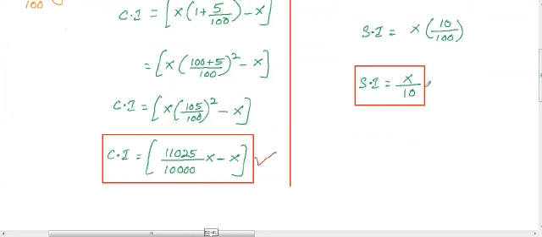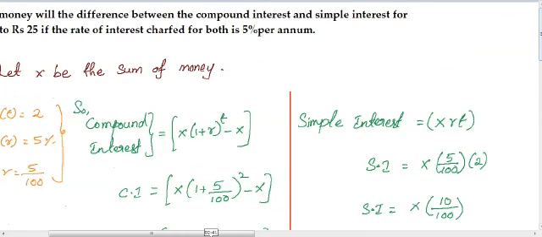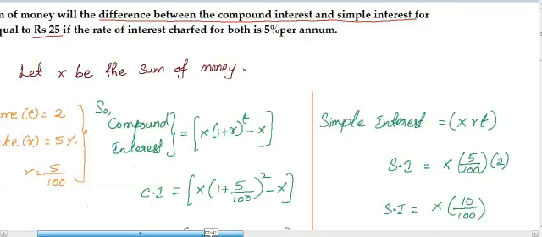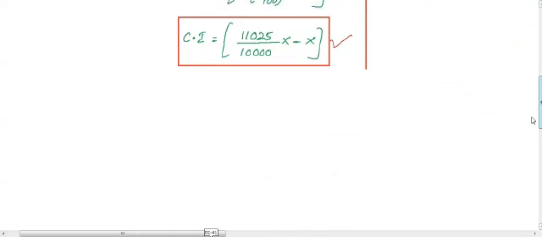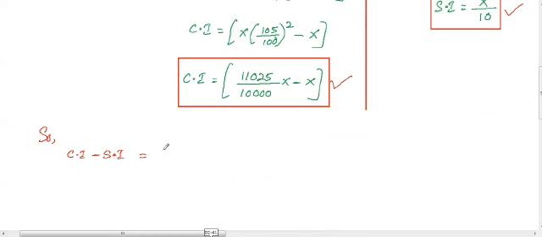So we got both simple and compound interest, and the difference between the compound and simple interest is rupees 25 in 2 years. So the difference of compound interest and simple interest, CI minus SI, equals 11,025 divided by 10,000 x minus x minus x by 10, equals 25.